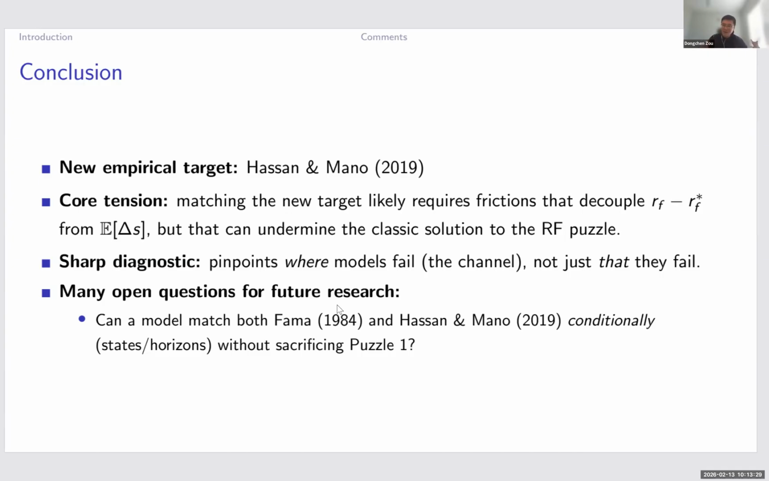I like this paper because it pinpoints where the model fails. We have these beautiful graphs to see what the tension is. The tension really is the covariance between the mean and the variance of the SDF, which opens up a lot of new questions for future research. Right. Thank you very much.